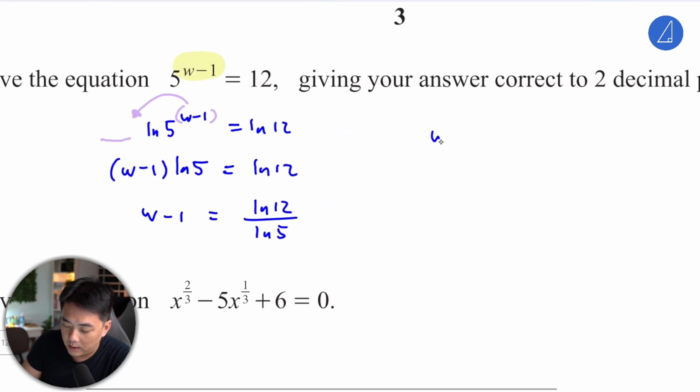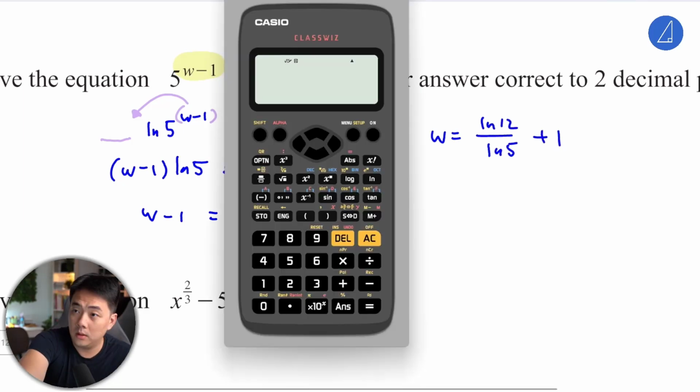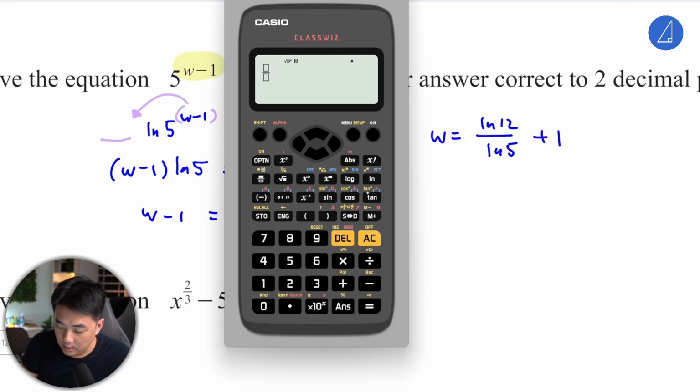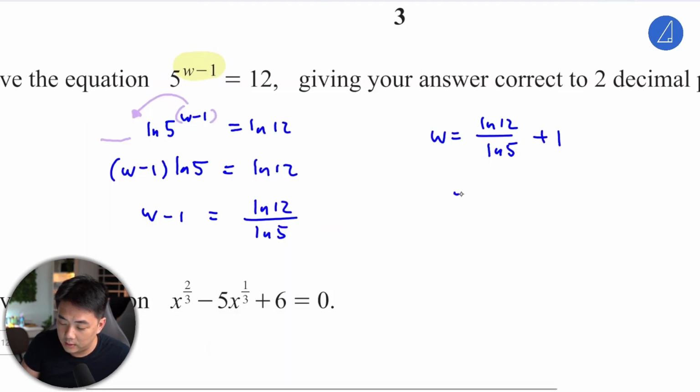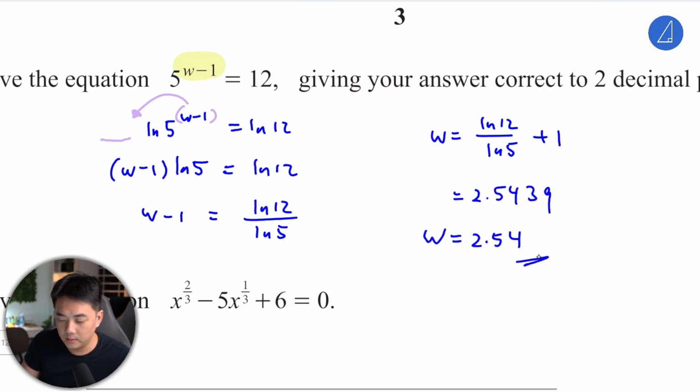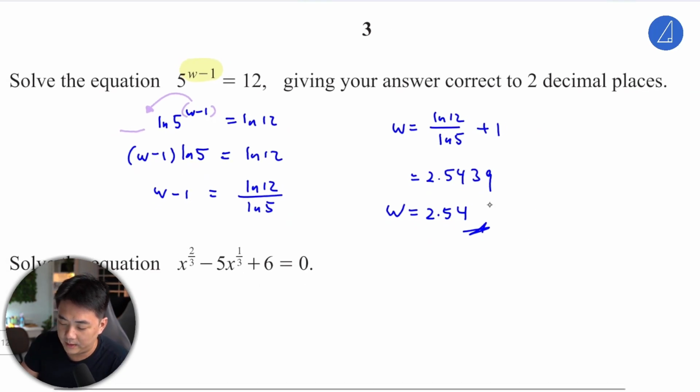Then we have W equals ln 12 divided by ln 5 plus 1. Key in the calculator: ln 12 over ln 5 plus 1 will be 2.5439. This is 2.54 to 2 decimal places. There you go. That's pretty okay.